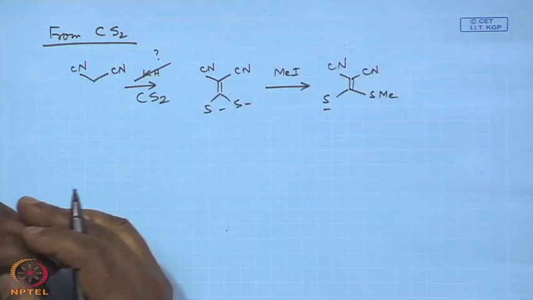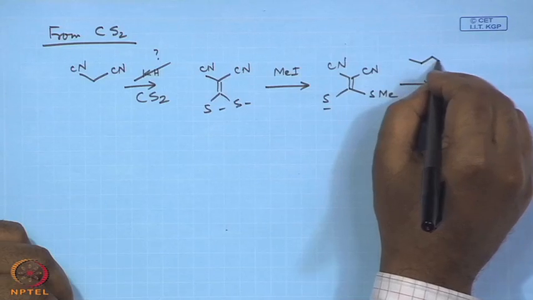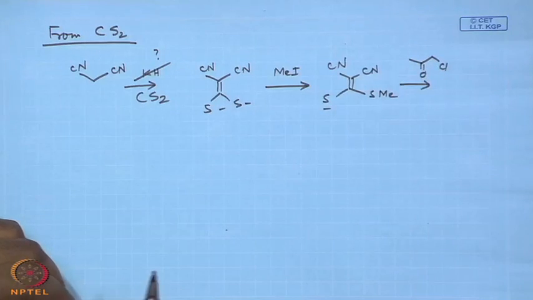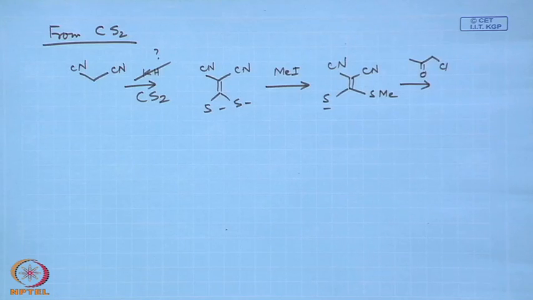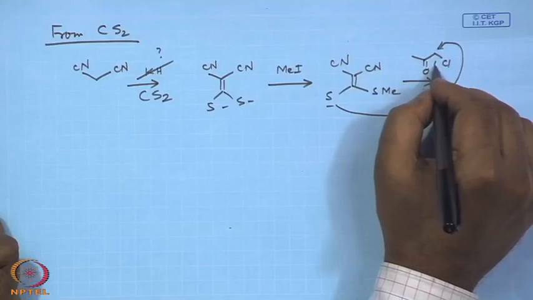Next, in this example, chloroacetone is used, and what is expected here? Unlike the furan synthesis, if you try to recollect, where the reaction normally goes first with an aldol condensation, here you have sulfur. Sulfur has a tendency, it is a softer nucleophile. So, actually it would displace this chlorine.